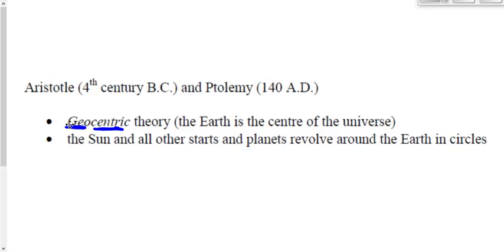Now, that sounds silly to us. We know the earth is the center of our solar system, and the sun is the center of our solar system. And the earth revolves around the sun, and all the other planets revolve around the sun, and so on. We know this, right? But why do we know this? How do you know that the earth revolves around the sun?